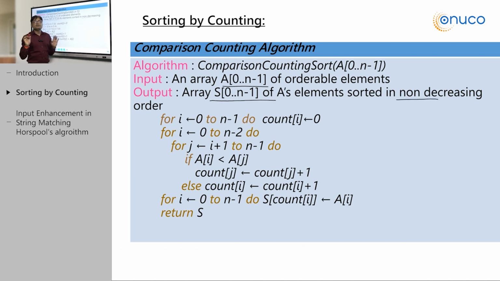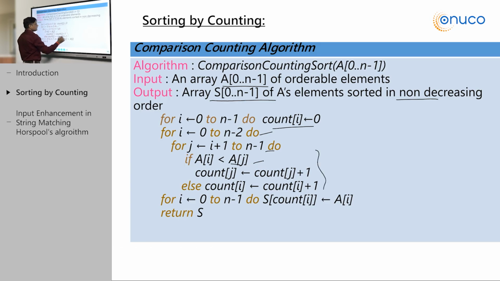First, what did we do? We initialized the count values as 0. So we write I is equal to 0 to n minus 1, count of I is equal to 0, for each and every element. Next, I is equal to 0 to n minus 2, J is equal to I plus 1, the next element, to n minus 1. If A of I is less than A of J, then A of J is greater, so count of J is equal to count of J plus 1. Else, if this statement is wrong, count of I is greater, so count of I is equal to count of I plus 1.